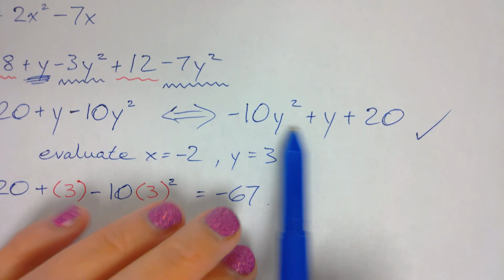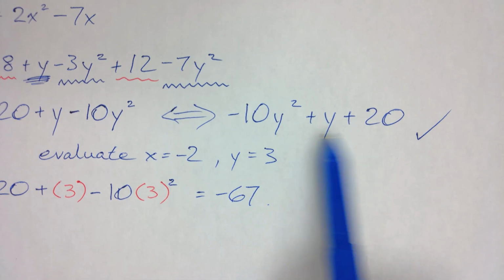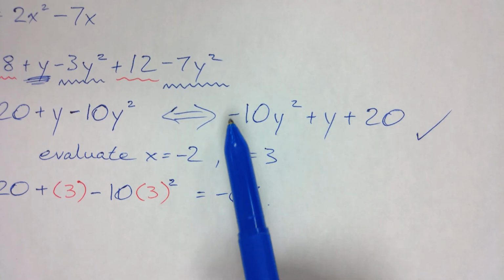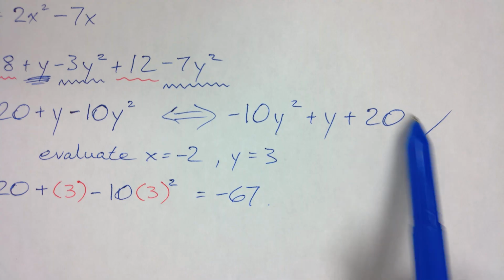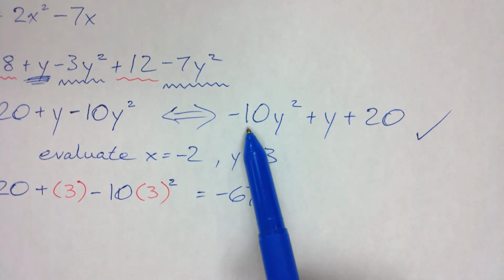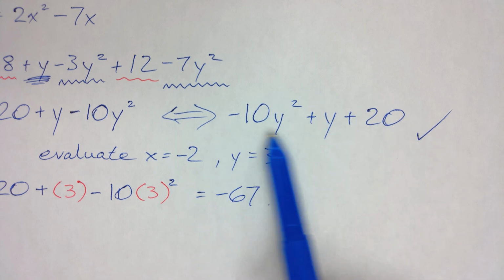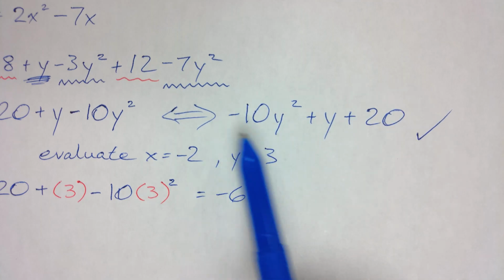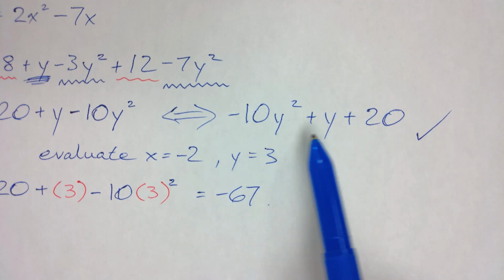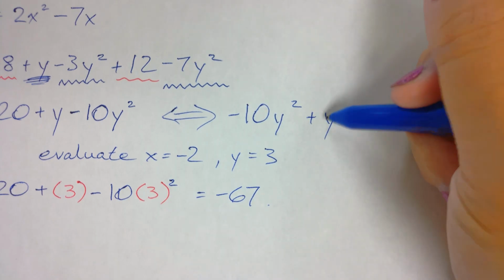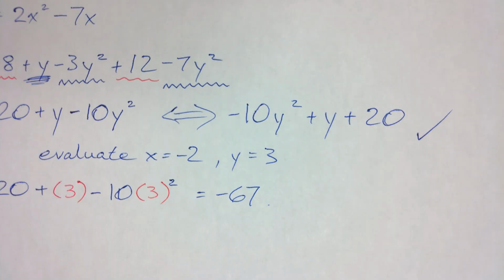Okay, by the way, this one. What's my constant? Vincent. 20. What's my coefficient in the first term? Louis? Negative 10. What's my coefficient in the second term? Derek? Coefficient in second term? 1. Okay, so not 9. 1. Right? Because y is just like 1y, so your coefficient is 1.